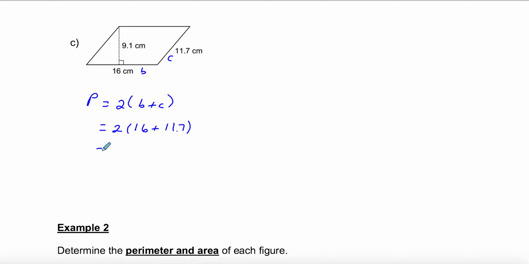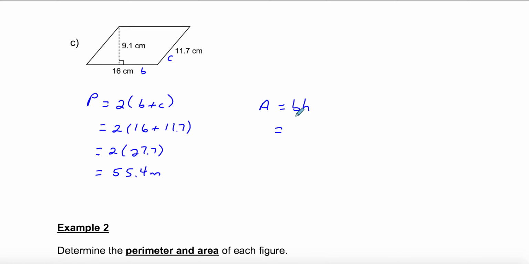So because of BEDMAS, I'd have to add what's inside the brackets first, and add my 16 plus 11.7, and I get 27.7. And then my answer is 55.4 meters, and that's the perimeter, or the distance around the outside of the shape. Area has a different formula, and it's just b times h. So I always want to write the formula down from my formula sheet.